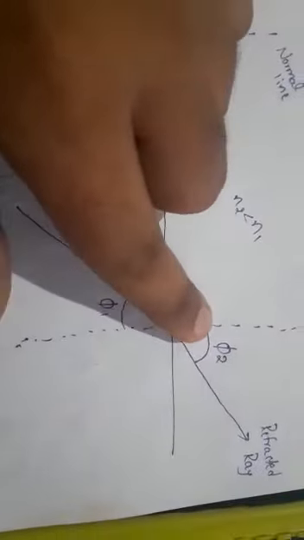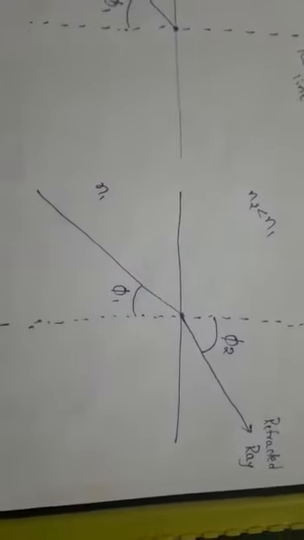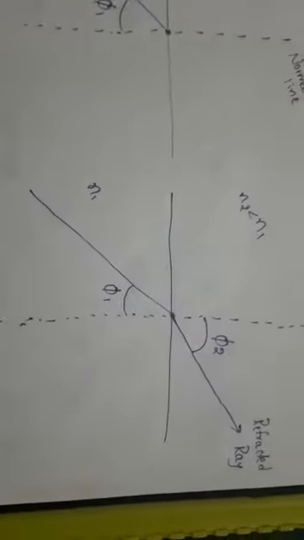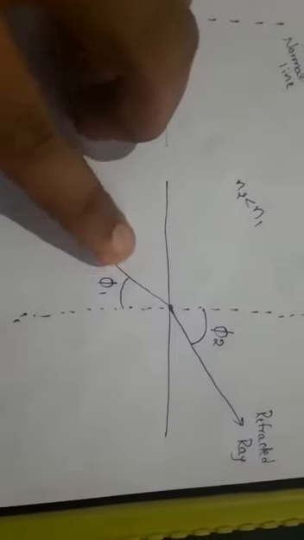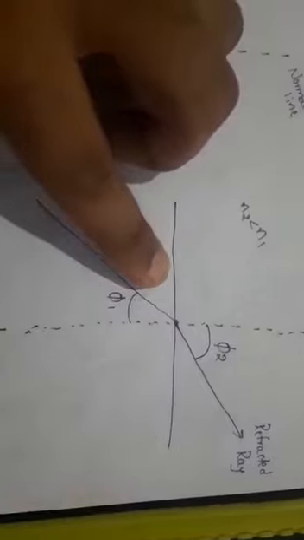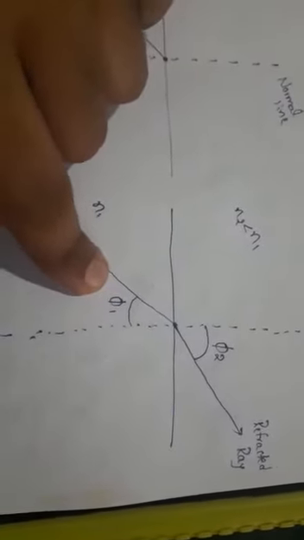And the angle is phi 2, between the refracted ray and the normal line. So phi 2 is the angle between the normal line and the refracted ray. That is the fourth step. In the next step, I am going to increase this angle of incidence.